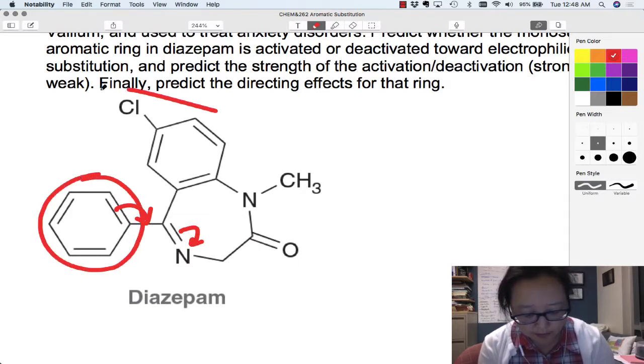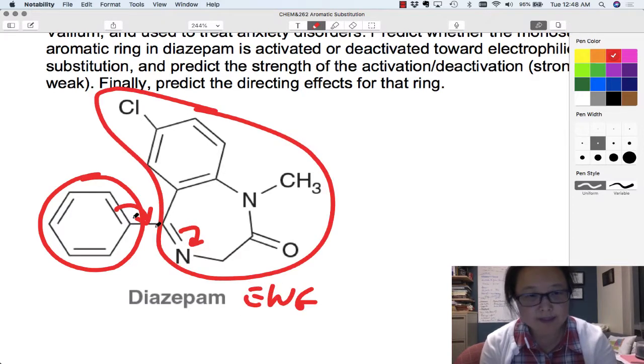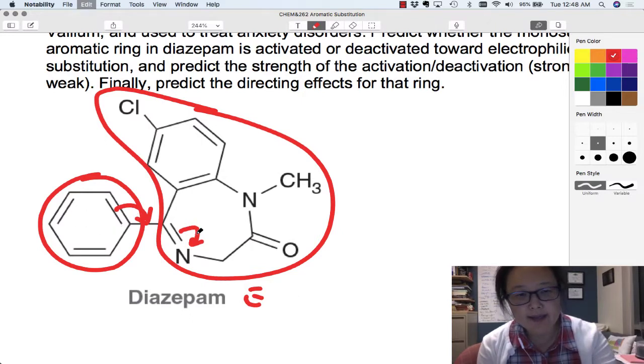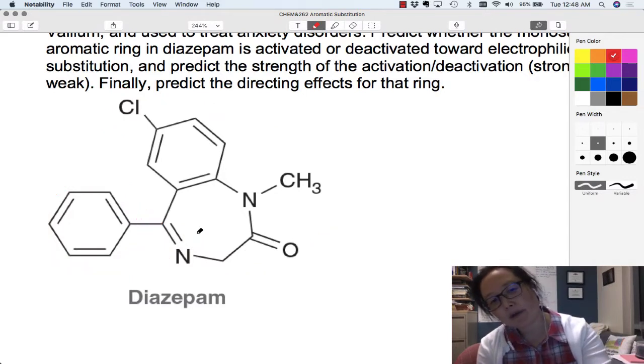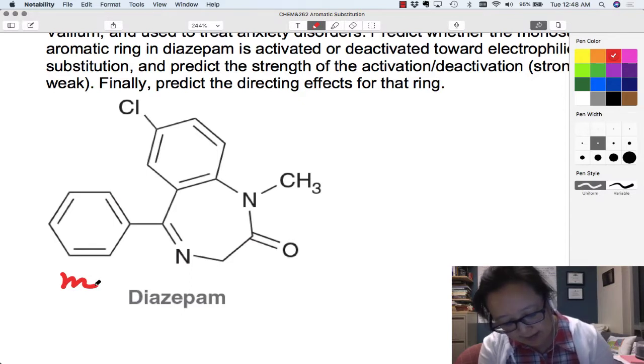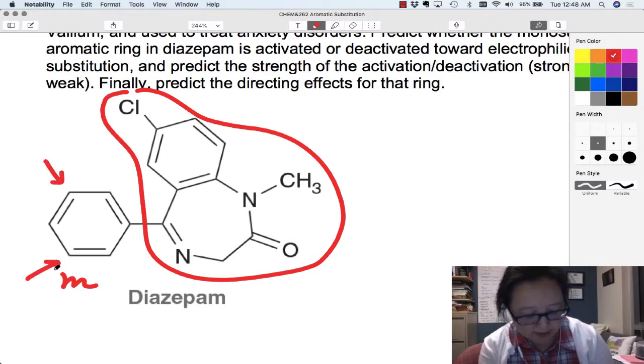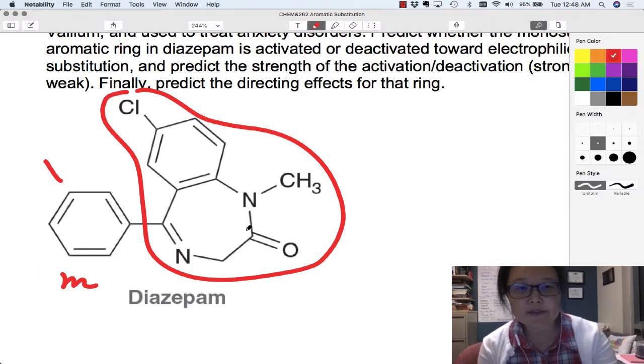So this whole thing right here is considered an electron withdrawing group as far as this benzene is concerned. This is drawing electrons away. That means I'm probably going to have a meta director. This group is a meta director if it's deactivating the ring, and that means groups are going to want to come onto these positions here, get substituted right here. That's meta to this group. Now that's for this ring out here.